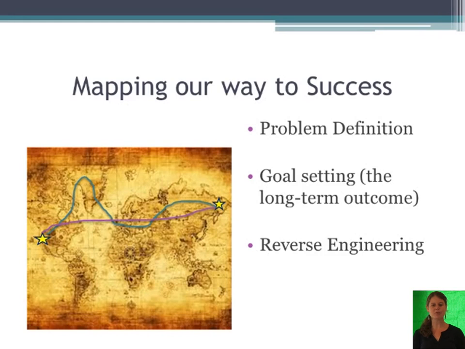The third element is reverse engineering. You need to know how to get from the problem state to the ideal state, or your goal, and to do it in the most effective and efficient way. So instead of taking this route through Greenland, it's probably better to take this much more direct route so that we can get to California as quickly and efficiently as possible.